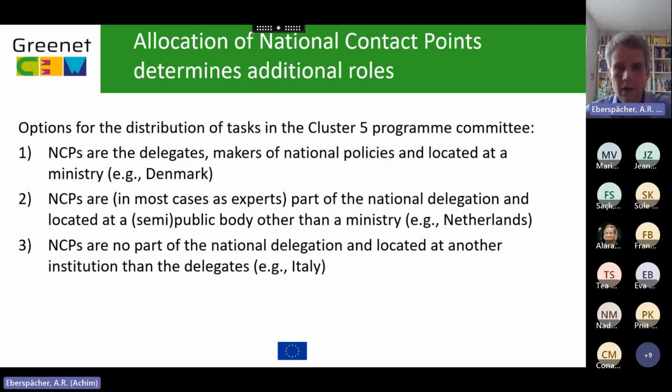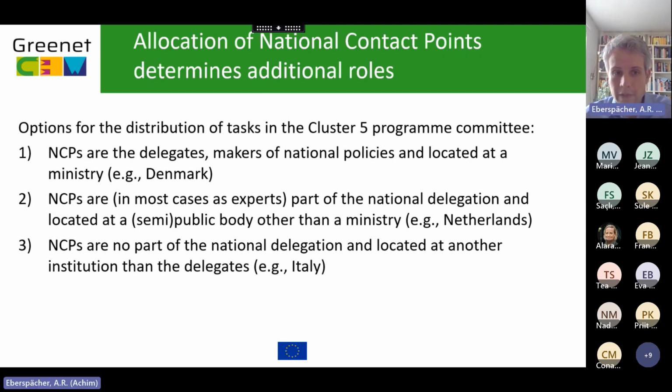If we look at the options for the distribution of tasks, we look at best at the program committee and the delegations there. And there we always have delegates and we have experts. In option or scenario 1, the NCPs are identical with the delegates. They are makers of national policies themselves. And in that case, they work for a public body, normally a ministry. So for example, in Denmark, that's the case.